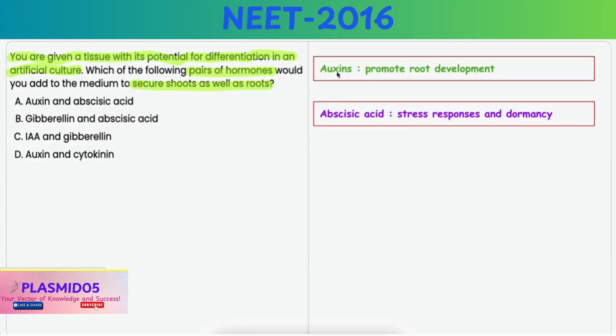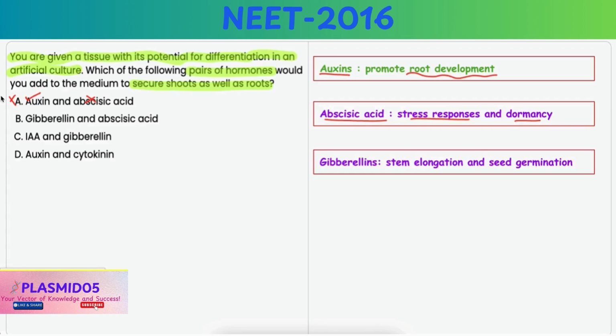Now, while auxins are involved in root development, abscisic acid plays a role in stress response and dormancy and not in shoot or root differentiation. Hence, it is incorrect option. Option B, gibberellin and abscisic acid. It is also incorrect because gibberellins are mainly involved in stem elongation and seed germination, while abscisic acid regulates stress and dormancy. Option C, IAA and gibberellin.